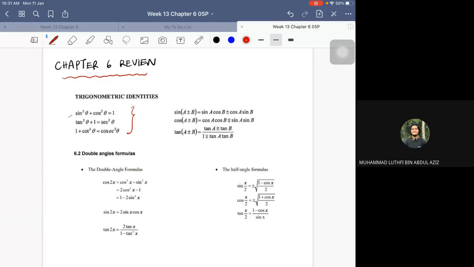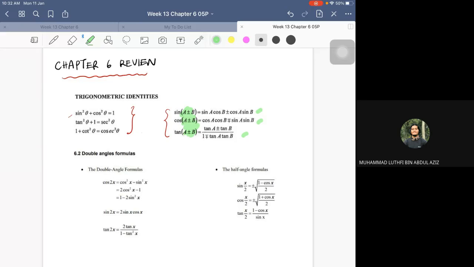And then, so we also come across the summation of angle. So when you come across something that looks like this, so dia ada dalam bentuk A tambah B ataupun A tolak B yang melibatkan function sine, cosine ataupun tangent. So you boleh pakai salah satu daripada formula ni ikut function yang you nak lah. So whether it's going to be according to sine, cos ataupun tangent.